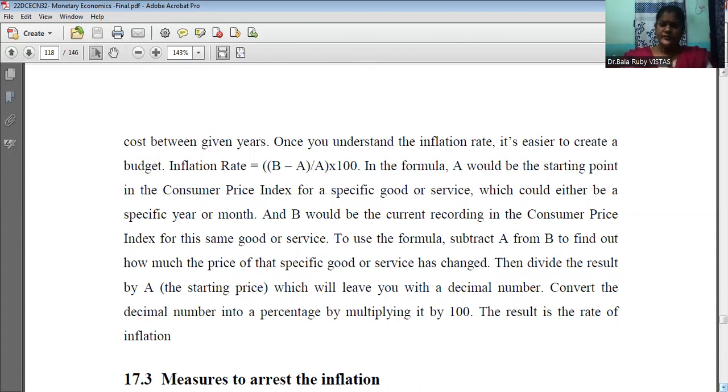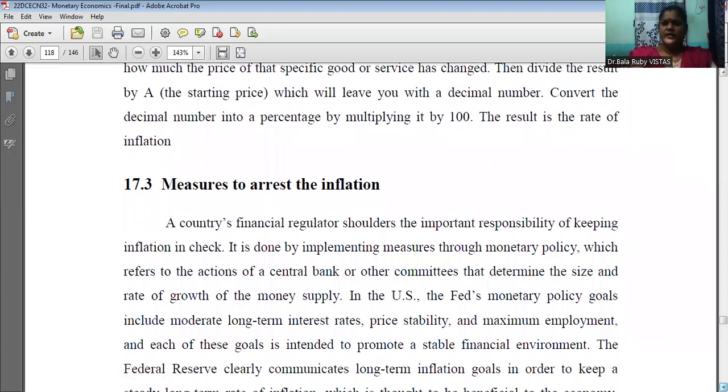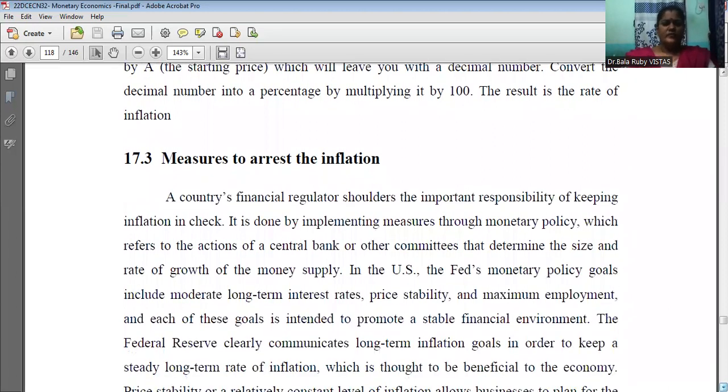This will leave us with a decimal number. Convert this decimal number into a percentage by multiplying it by 100. The result is the rate of inflation. So in this way, we can calculate inflation. With the help of this inflation formula, we can calculate the inflation rate, right?